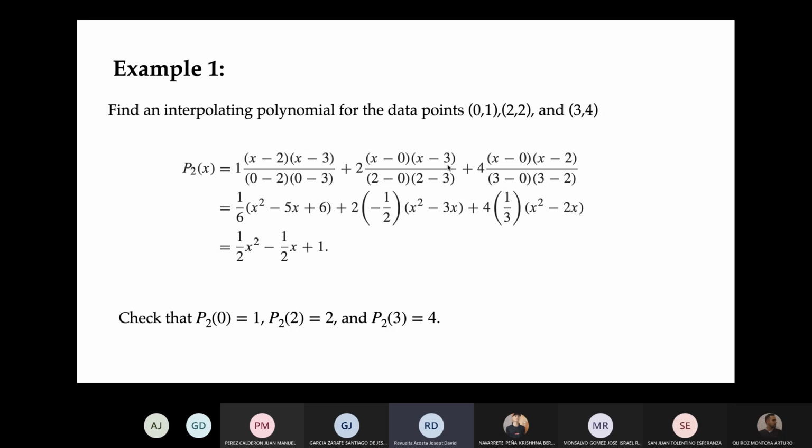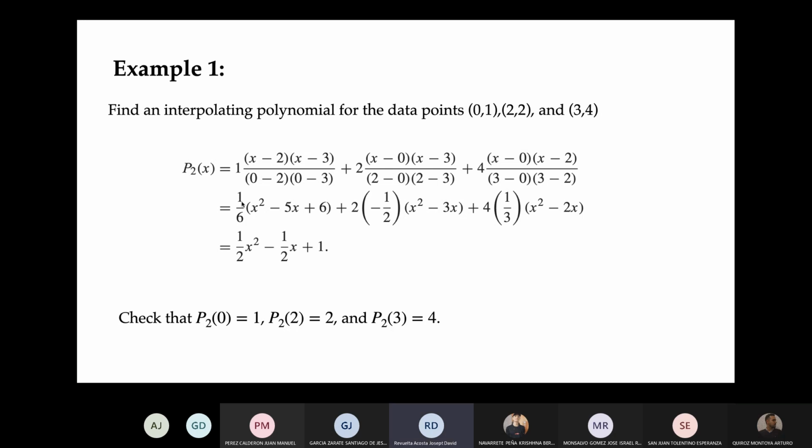In the numerator, this one is going to be for x2: x2 minus x1 and x2 minus x3. And then 4 divided, you will have to use x3: x3 minus x1 and x3 minus x2.